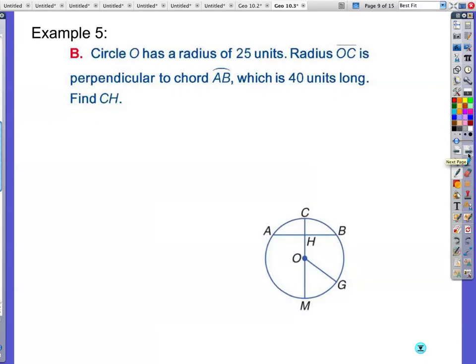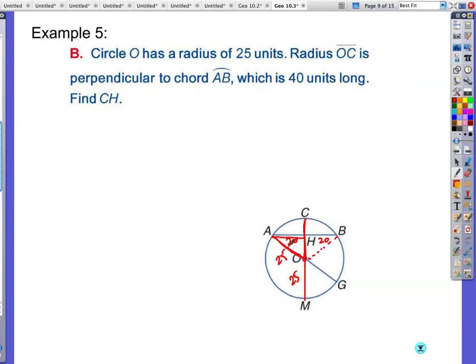Circle O has a radius of 25, perpendicular to the chord, so I've got this 20 and 20. Once again, I have that 40 units long taken care of. I need to put my 25 in here and find the distance from C to H. So I have to find this again. Okay, this is the same kind of problem. I am going to go ahead and put my radius over here. Or if you want to put it over here, it doesn't matter. But this creates this triangle that I'm looking at.